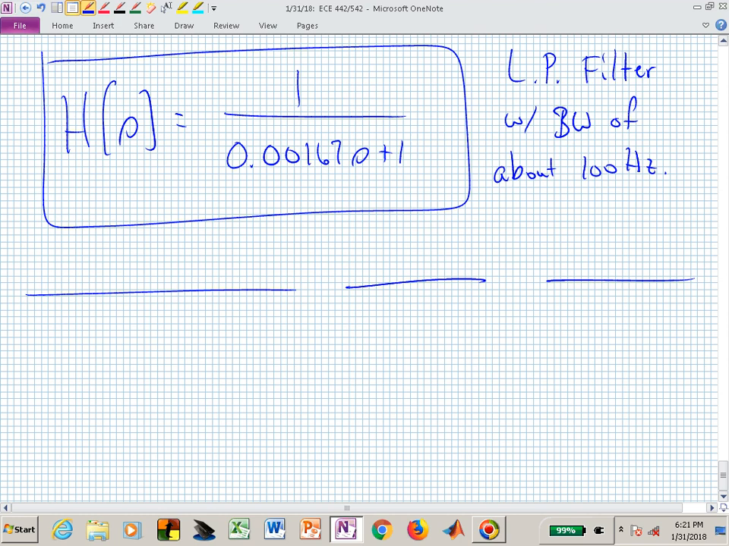What's the DC gain of that transfer function or that filter? What frequency are we at DC? S is going to 0, isn't it? So if we evaluate this transfer function at S equal to 0, we will get our DC gain. So this is now a DC gain of 1.